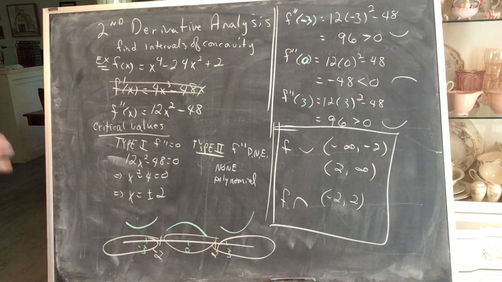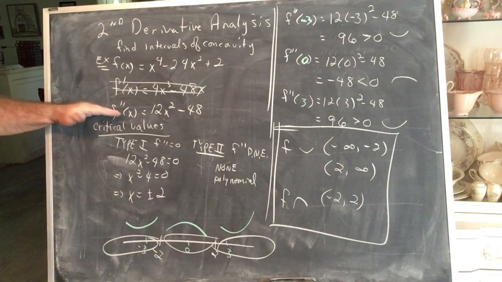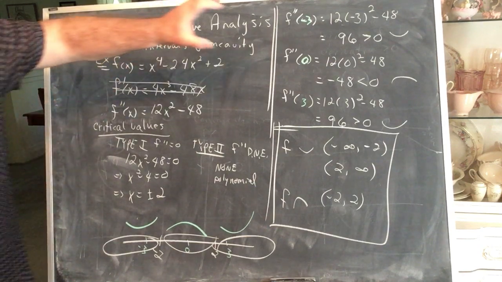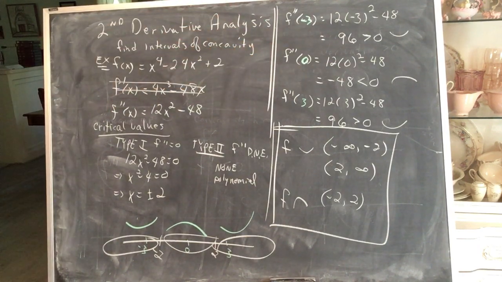So everything you learned using the first derivative analysis copies over to the second derivative analysis. In terms of the computations, there are some differences. Of course, you use the second derivative, and the conclusion deals with concavity, not with increasing, decreasing.